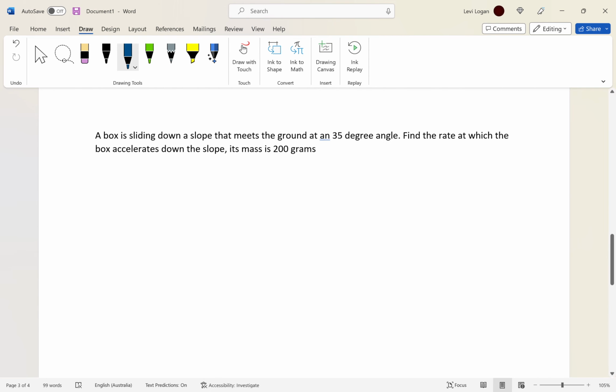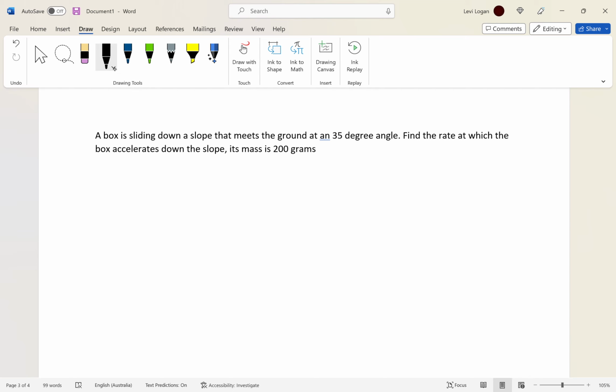Alright, a box is sliding down a slope that meets the ground at a 35-degree angle. Find the rate at which the box accelerates down the slope. Its mass is 200 grams. If you are feeling confident with this topic, feel free to have a go at this question without me. If you're not, just wait and I'll start solving it in a sec.